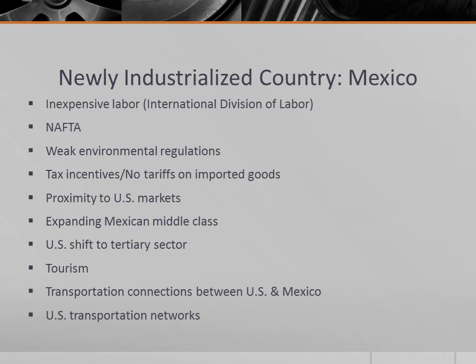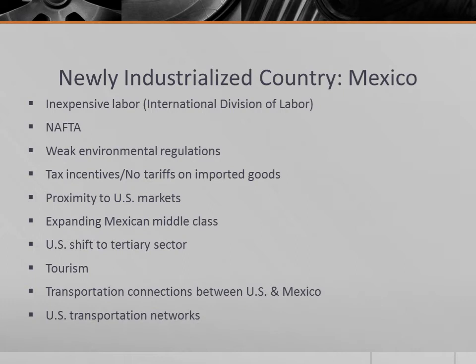Weaker environmental regulations, which is going to be cheaper for industries. Tax incentives or no tariffs, keeping those costs down. The fact that they are close to U.S. markets, that's a good example of distance decay. All right, the fact that we're seeing greater cooperation between the U.S. and Mexico is because they're very, very close. And so there's a lot more interaction there. But if it were further away, we might not see the same kind of interaction.